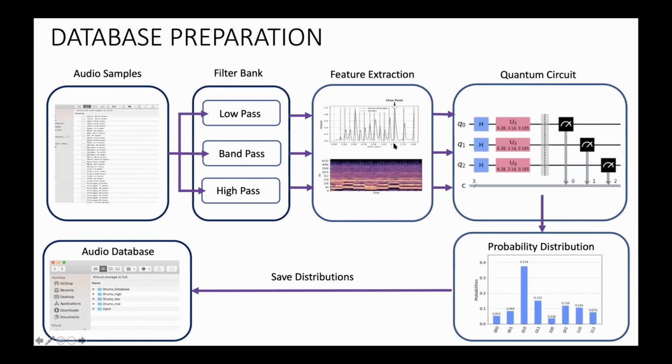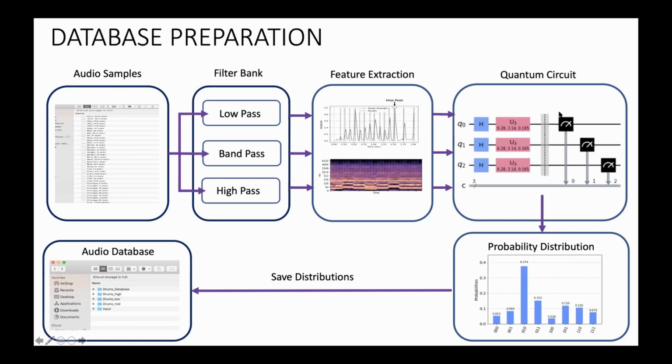So this is a little bit more of a deeper look into what's going on for each of those cases. When I prepare my audio database, let's just say I have a folder full of audio files. I go through each of those audio files and feed them through a filter bank: a low pass filter, a band pass filter, and a high pass filter. The user can control the cutoff frequencies and the parameters of those filters, and it goes through feature extraction. The features I'm extracting from the signal are the spectral centroid, which describes the brightness of the signal, the pitch, and the intensity of the onsets of all the drum hits.